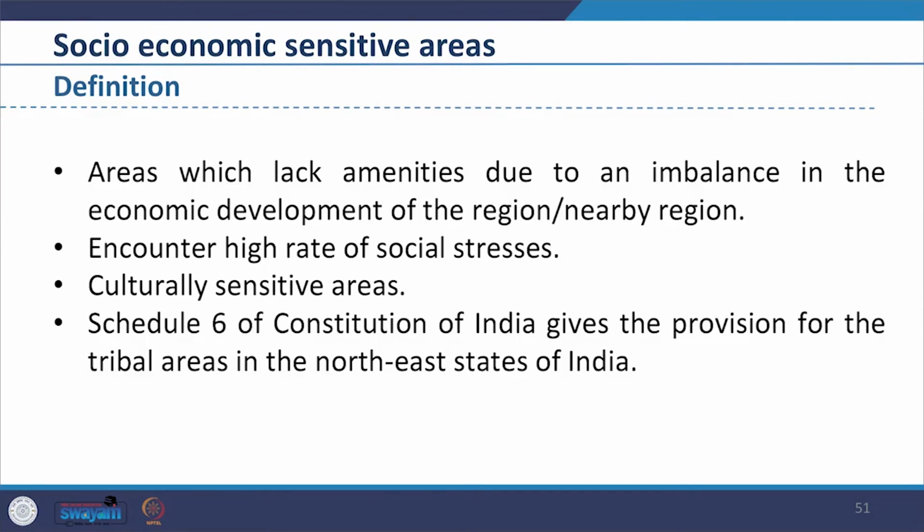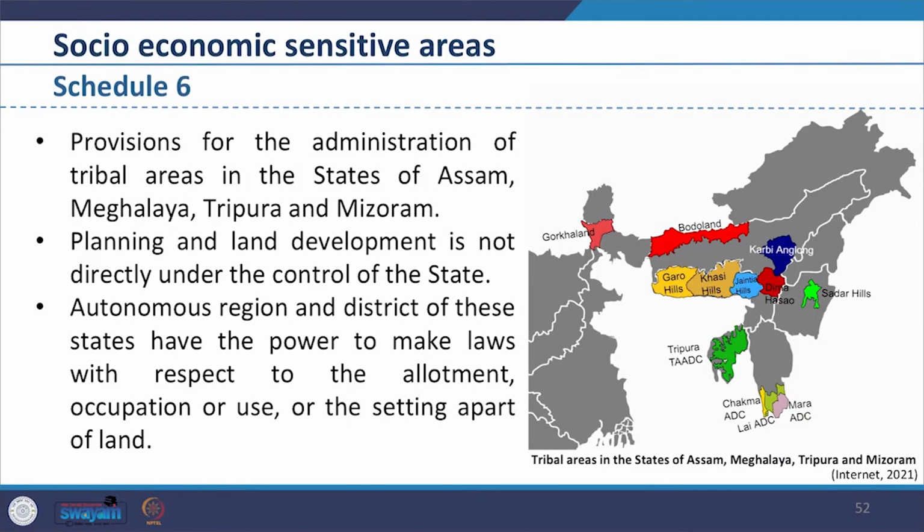For example, Schedule 6 of the Constitution of India gives the provision for the tribal areas in the northeastern states of India. This schedule gives provision for the administration of tribal areas in the states of Assam, Meghalaya, Tripura and Mizoram. In such cases, planning and land management is not directly under the control of the state, but rests with the Autonomous District Council formed in the district as per the Constitution.